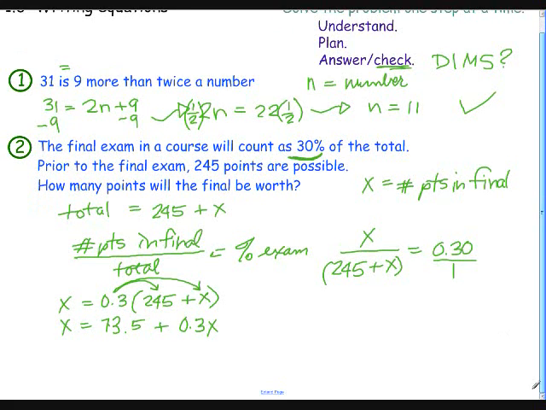Let's move down a little bit. I'm going to use the addition property of equality, which says as long as I add exactly the same thing to both sides, it stays equal. So I'm going to add a negative 0.3x to both sides. So what will I have here then? I'll have a positive 0.7x equals 73.5.